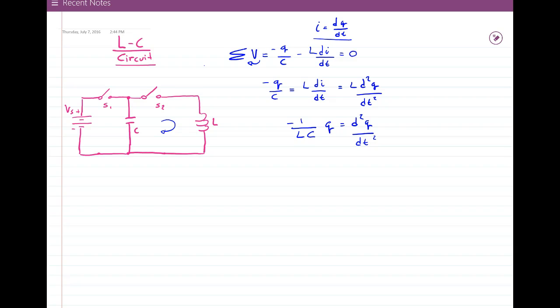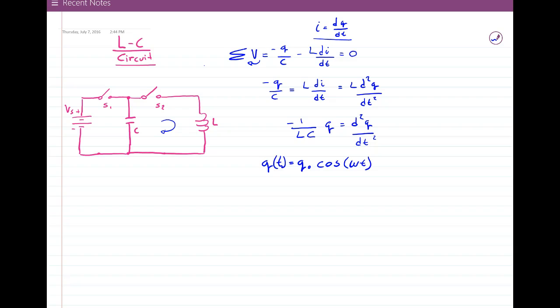So, let's see if that's true. If Q is a sinusoid, Q as a function of time is equal to some Q0, some initial charge, times, let's use cosine, cosine of omega t.